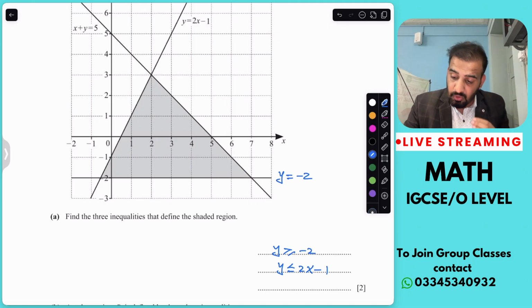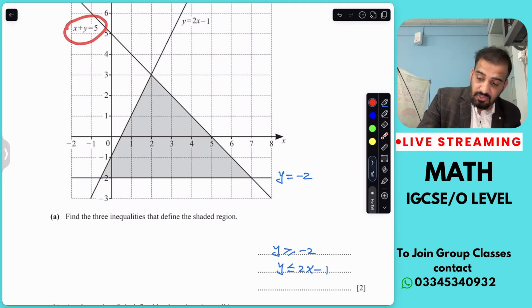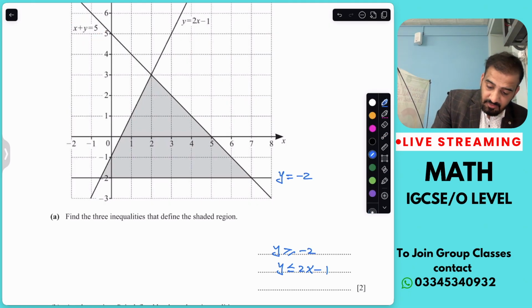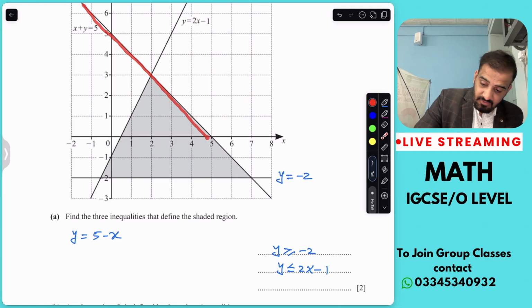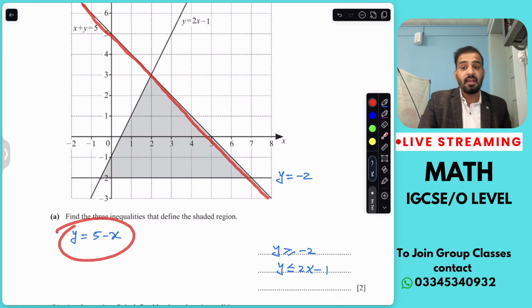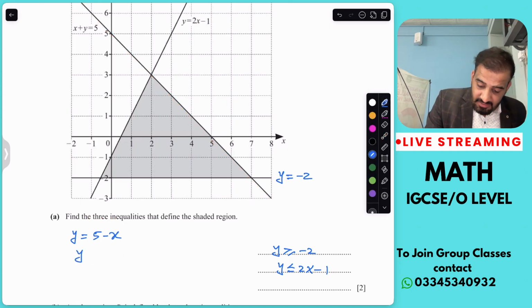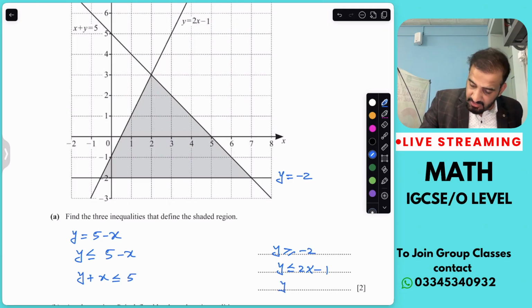Look at the third line. If you make y the subject, it will become y equals 5 minus x. Again, this is your line, y equals 5 minus x, but the shading is below that line. So you will say y is less than or equal to 5 minus x. And if you wish to write the exact answer, just like the marking scheme, for that you have to write some steps.